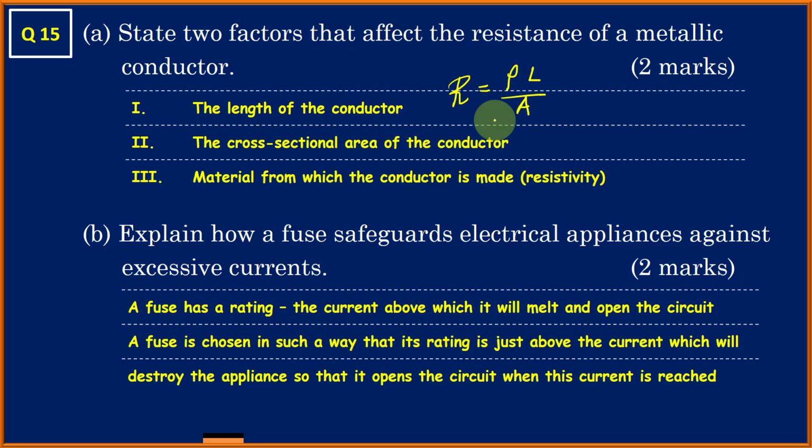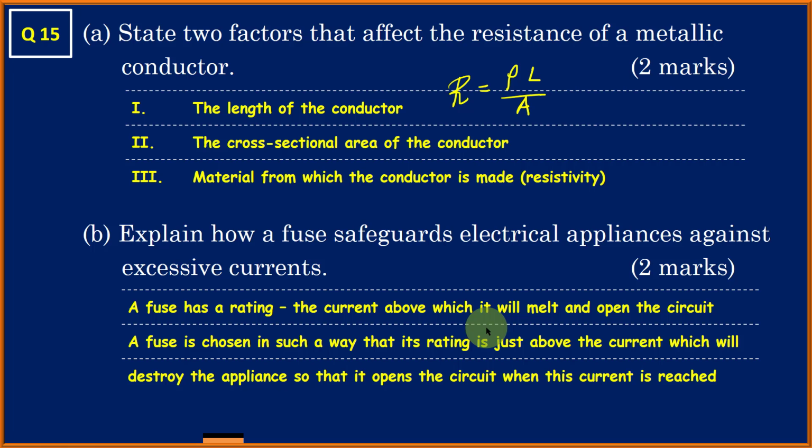B. Explain how a fuse safeguards electrical appliances against excessive current. We want to start by stating here that a fuse has a rating. What is meant by that? The current above which it will melt and open the circuit is called its rating. So how do we choose fuses? A fuse is chosen in such a way that its current rating is just above the current which will destroy the appliance, so that it opens the circuit when this current is reached. So I hope this explanation is quite clear.